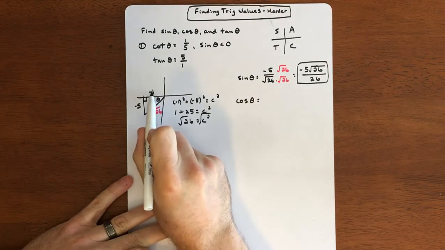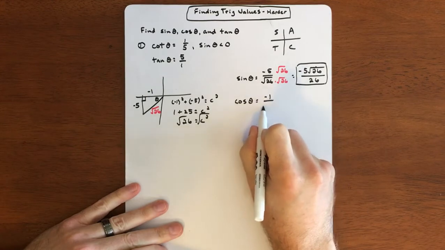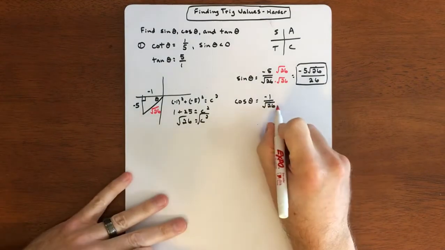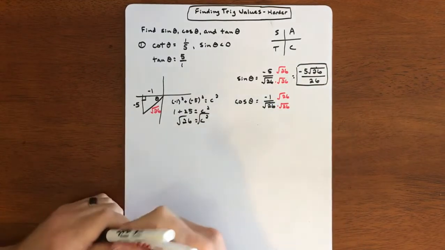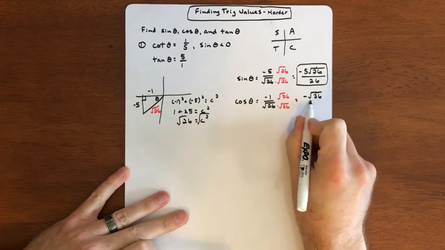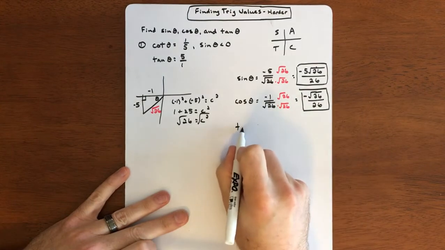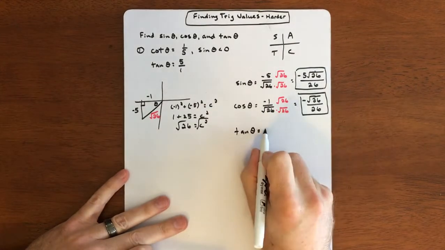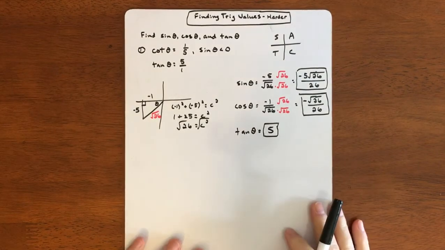Cosine is going to be adjacent over hypotenuse. So that's going to give us -1 over square root of 26. Then we'll rationalize that denominator as well, and that gets us negative square root of 26 over 26. And then the good news on tangent is we were pretty much given it, so we already have tangent to be 5. Okay, so that's the first example.